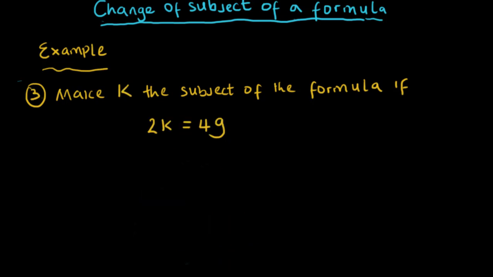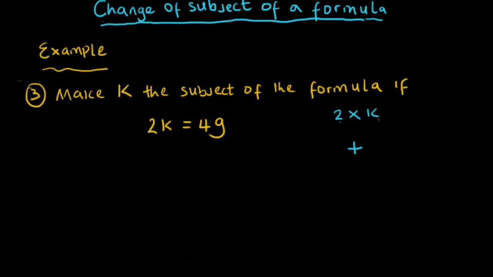Now we have to make k the subject of the formula if 2k equals 4g. Now I'm sure you can do this, but I want you to note the principle. Remember, we're always doing the opposite of what is happening. So if we have 2k, it means it's just like 2 times k. Does that make sense? So to take away 2 so that we can have k on the left hand side, we divide. We are doing the opposite.